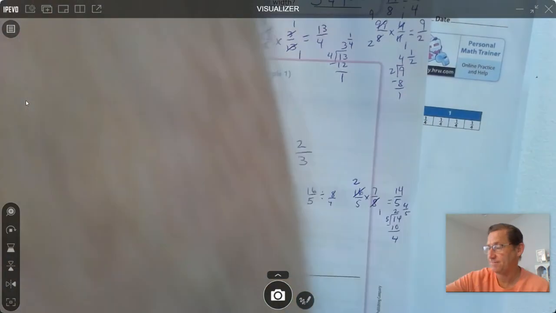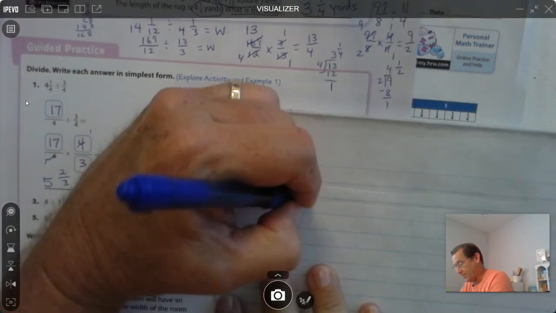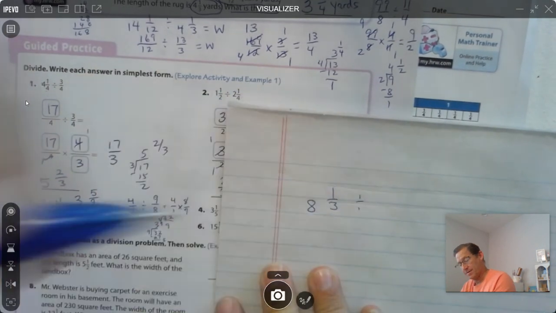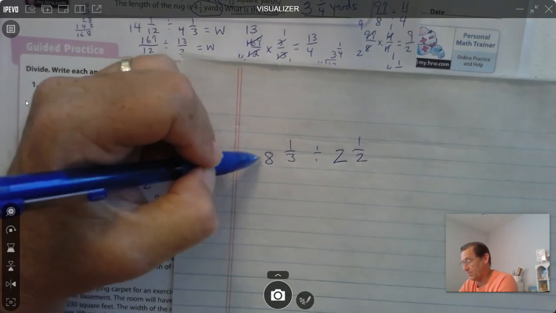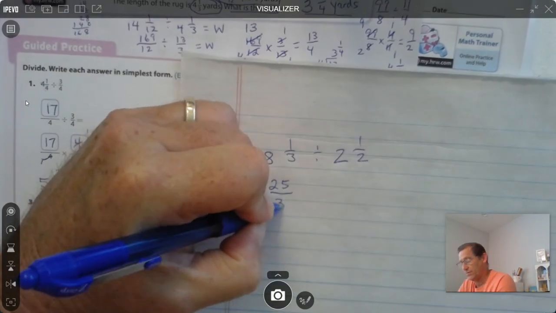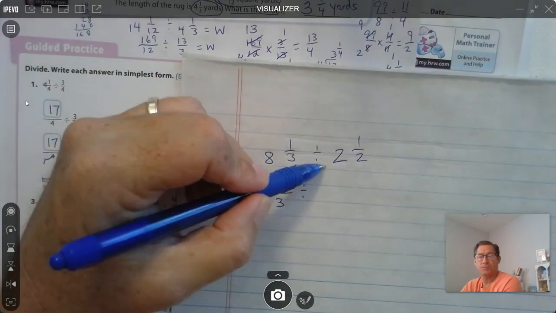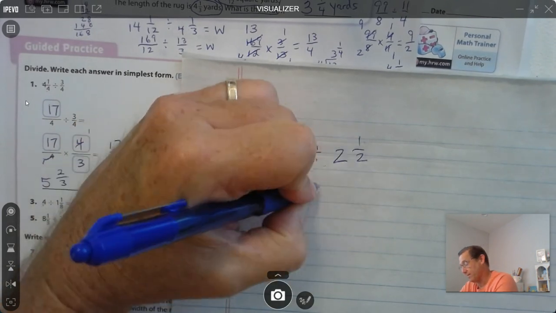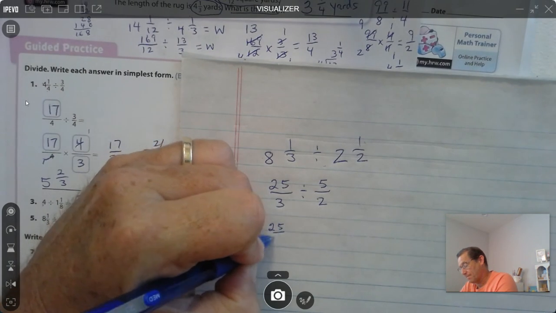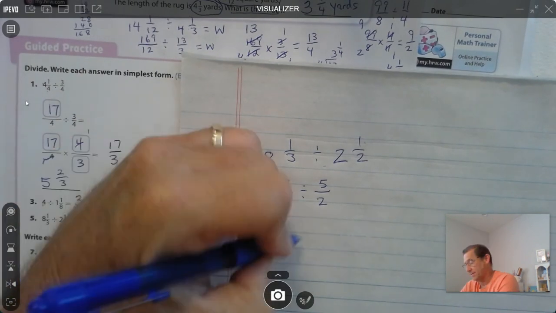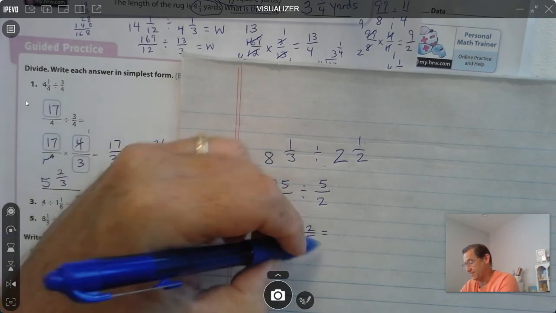Okay, number 5. Go ahead and do number 5 on a scratch piece of paper. So we have 8 1/3 divided by 2 1/2. So 8 times 3 is 24, plus the extra 1/3 is 25/3. 2 times 2 is 4, plus the extra 1/2, so 5/2. Multiply 25/3 by the reciprocal of 5/2, so 2/5.